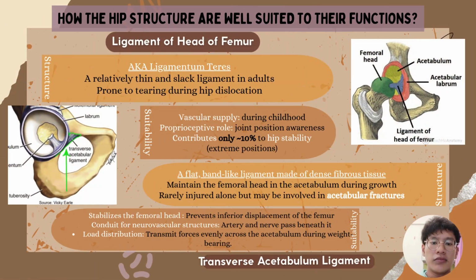First, the ligament of the head of femur, also known as the ligamentum teres. It is a thin and slack ligament in adults that is prone to tearing in hip dislocation due to its weak structure. It is unique due to its function of supplying the femoral head with blood during childhood. It also has a mechanoreceptor function for awareness of the joint, but it is rather redundant for adults, only contributing a small amount of stability during certain positions.